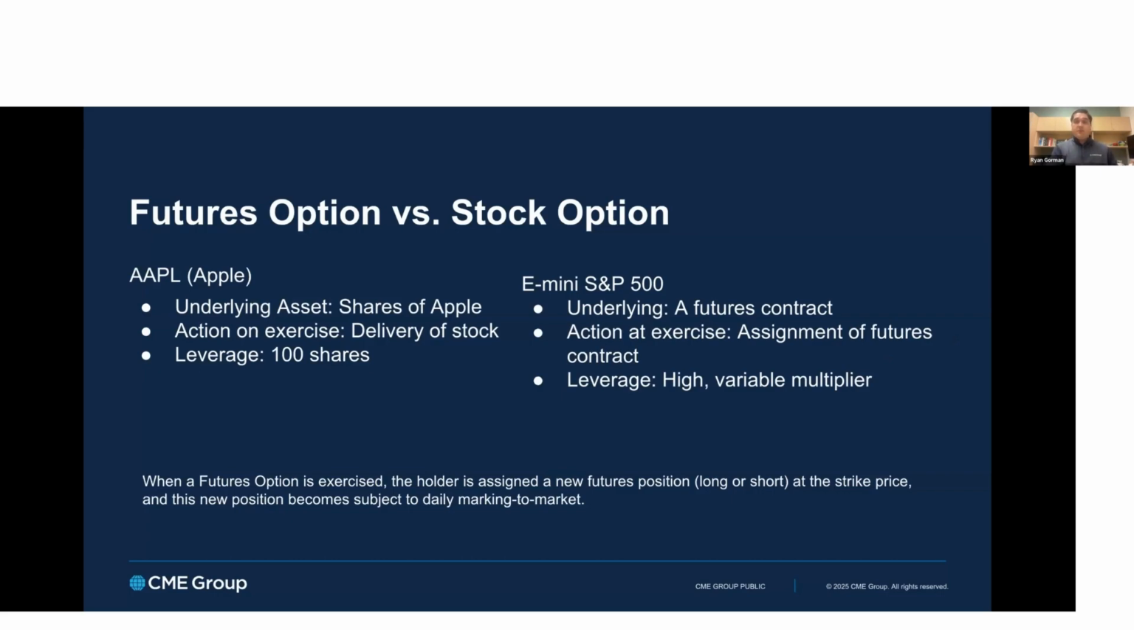So instead of thinking in terms of 100 shares, or just times 100 for an equity, you have to look at the fact that the leverage is different and the multiplier is different for every single product, every size, and every asset class within futures products. When a futures option is exercised, the holder is assigned a new futures position, long or short, at that strike price. And this new position becomes subject to daily marking to market. So it's key to understand the differences. Those are going to be the big three. But outside of that, understanding optionality, time decay, and Greeks is all going to apply very similarly to equities if you're jumping from that to futures.